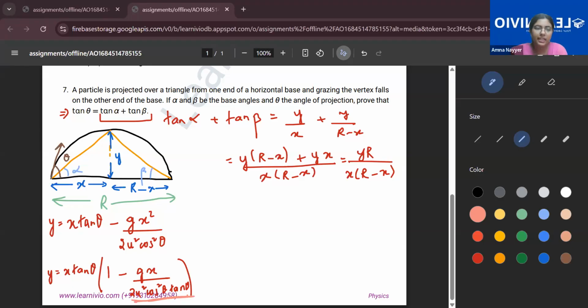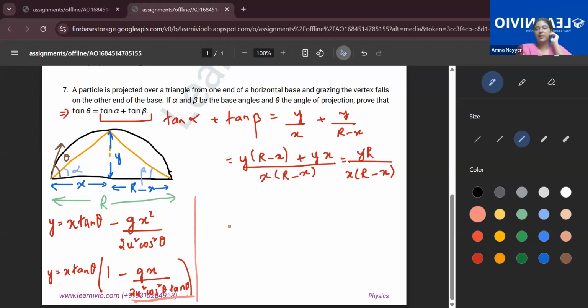Coming to this identity, 2 cos square theta tan theta. Any idea? We can open tan theta as sin theta by cos theta and cancel cos theta. Yes, very good. Then we will get cos theta sin theta, which will be sin 2 theta. Very good, Simra.